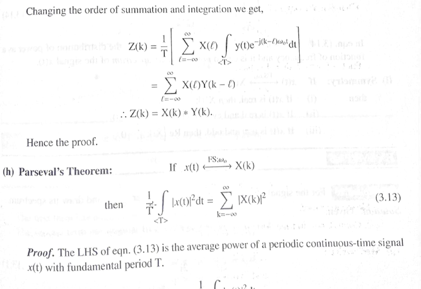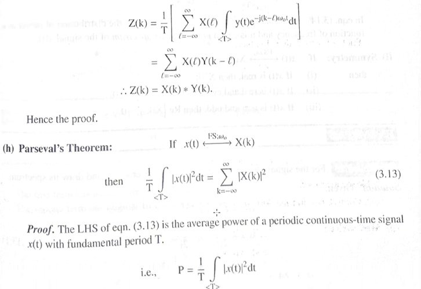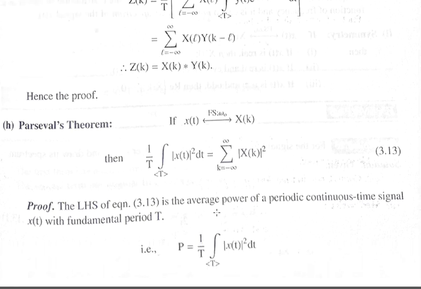Then, as per Parseval's theorem, it says that 1 by T times the integration over the interval T, the magnitude of x of t square dt, is equal to summation k from minus infinity to plus infinity, the magnitude of x of k square. So this is Parseval's theorem. We need to prove this one in the problems. It would be more clear in those cases. So let's go for proving this one.